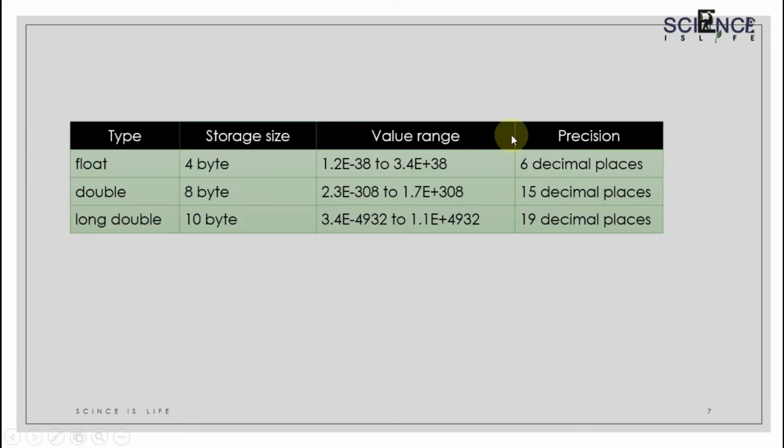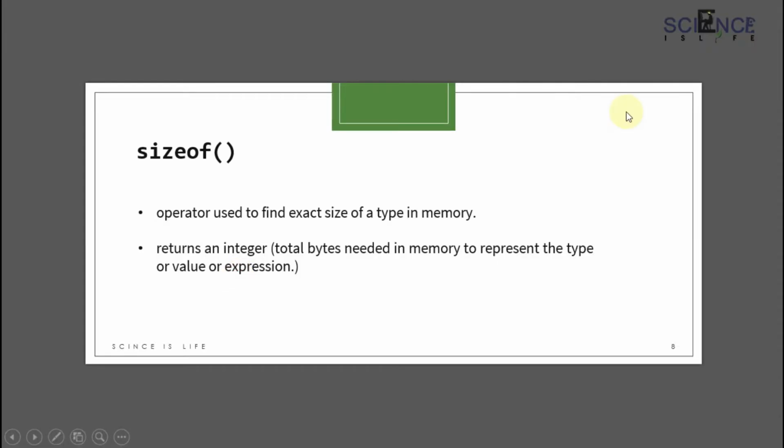So here I have mentioned the value range of float, double and long double. Here you can see float will give you 6 decimal places, while double gives you 15 decimal places and long double gives you 19 decimal places. So you can see that the range is increasing when it comes to double and when it comes to long double.